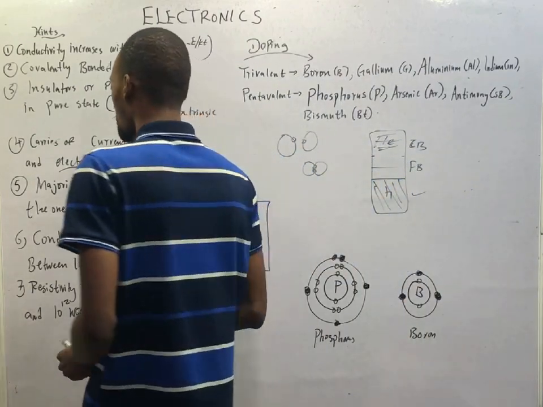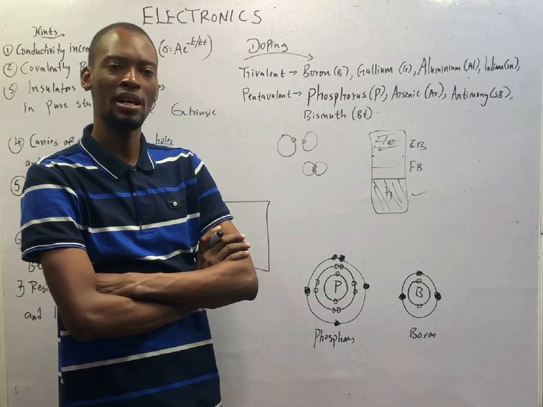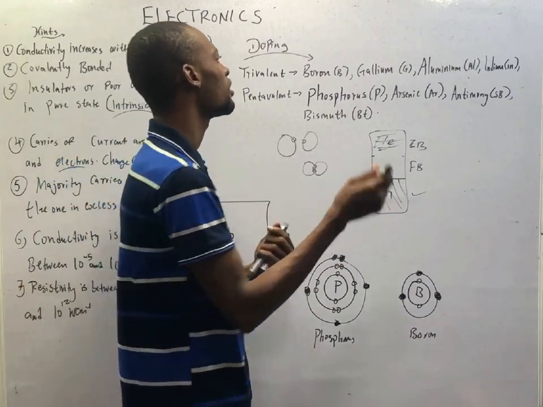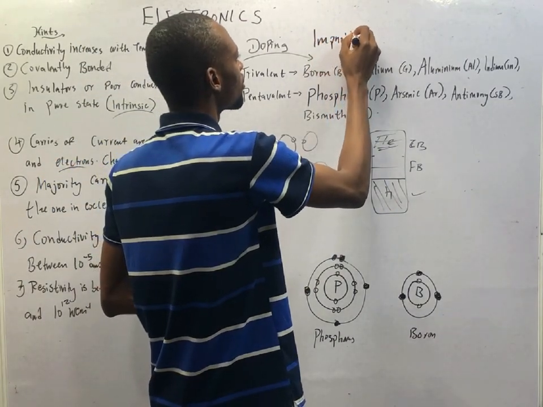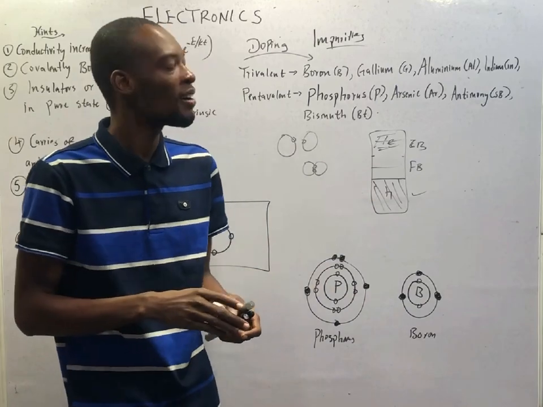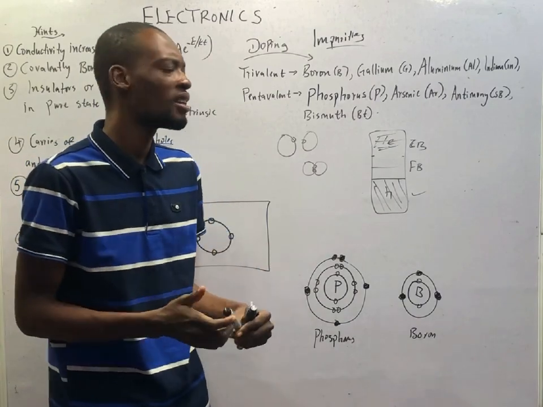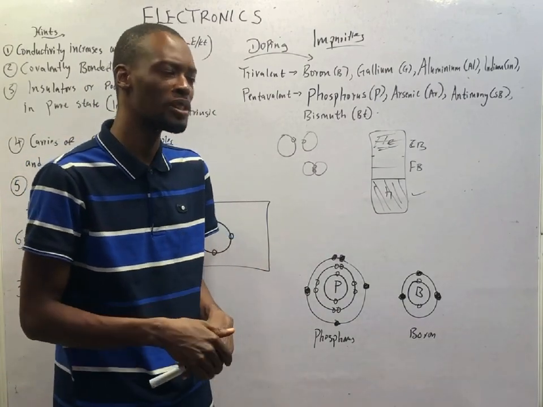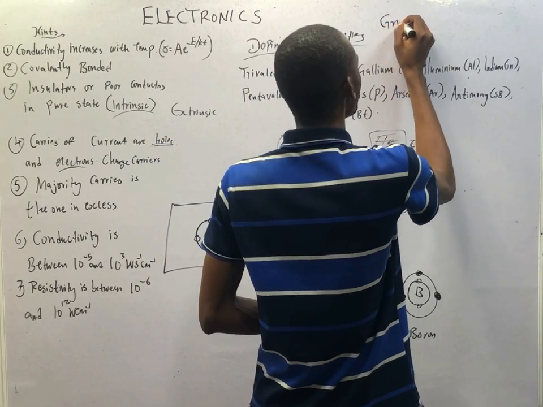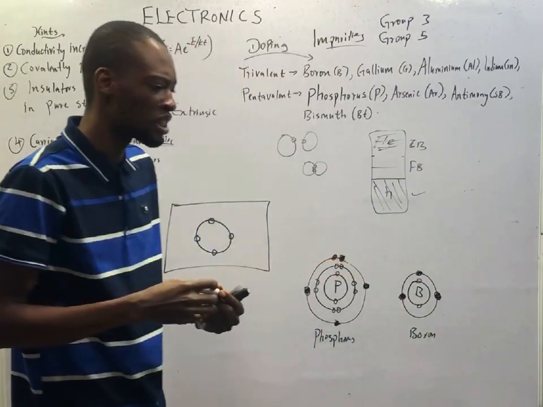Now, let's take a look at doping. Remember, we said that semiconductors do not conduct in their pure state. For semiconductors to conduct, we need to add impurity to them. Adding impurity doesn't mean packing sand or anything and putting it in. No, that is not the meaning. Adding impurities to semiconductors simply means adding other elements. The elements we need to add, the impurities for semiconductors to conduct, are simply group 3 or group 5 elements.